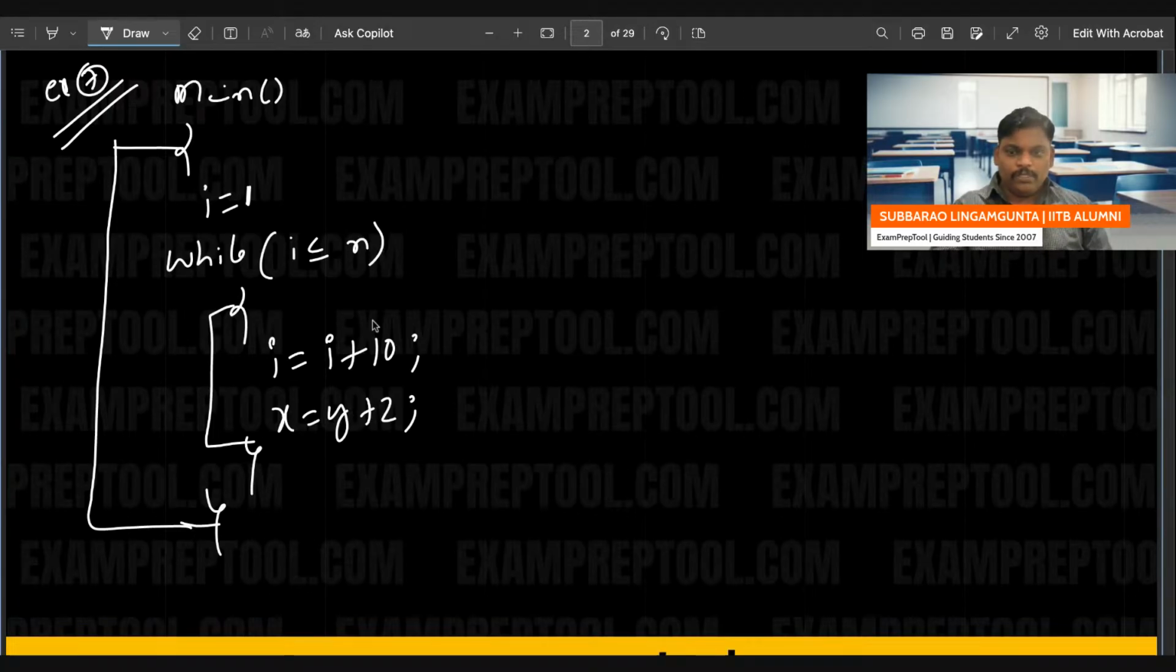So what is the time complexity of this program? Can you say now? Previously you gave the answer and I was very happy. Now say what the time complexity of this program is. Everyone try. Here i is every time incrementing by plus 10. So can you give the answer now?